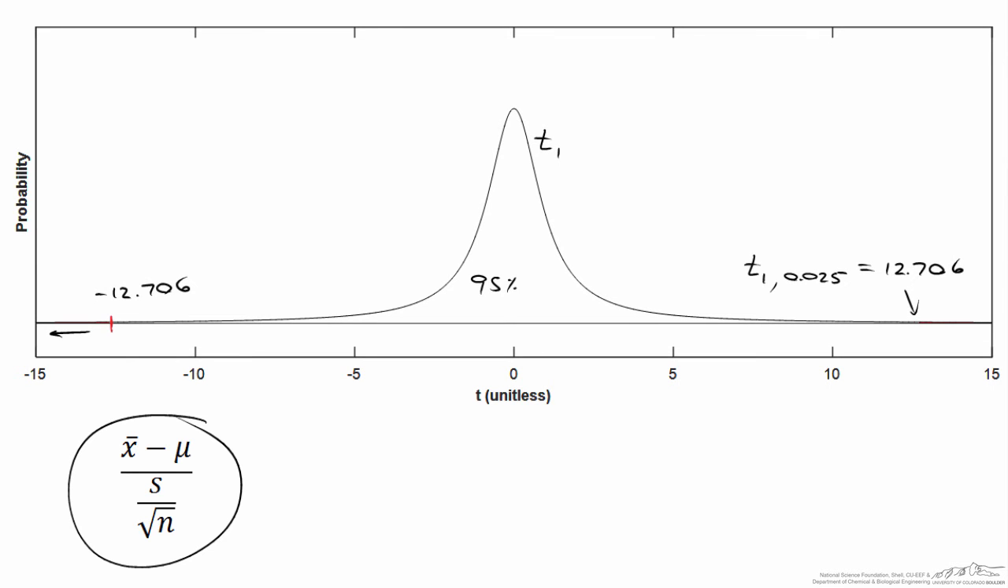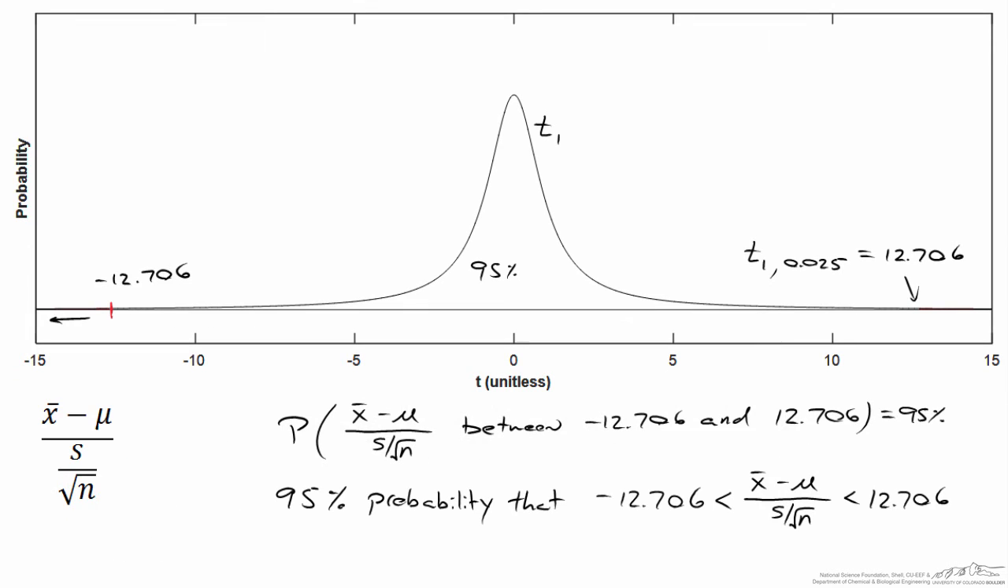So because we have to accept that this ratio is equivalent to a t-distribution, we could say that the probability of this ratio, which is the sample mean minus the population mean divided by the sample standard deviation divided by the square root of n, being between negative 12.706 and 12.706 is equal to 95%.